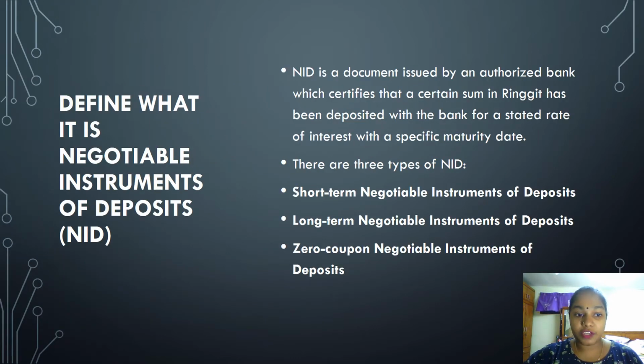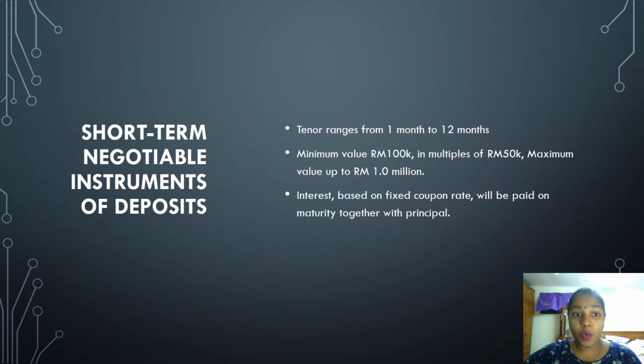First is the definition of negotiable instrument of deposit, NID. NID is a document issued by an authorized bank which certifies that a certain sum in ringgit has been deposited with the bank for a stated rate of interest with a specific maturity date. There are three types of negotiable instruments of deposit: short-term, long-term, and zero-coupon negotiable instruments of deposit. So, what is a short-term negotiable instrument of deposit?